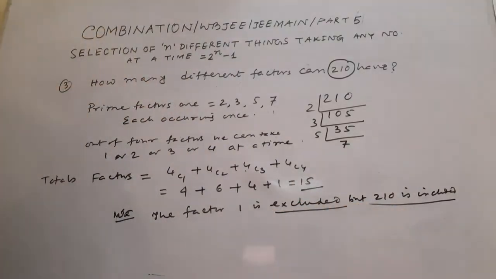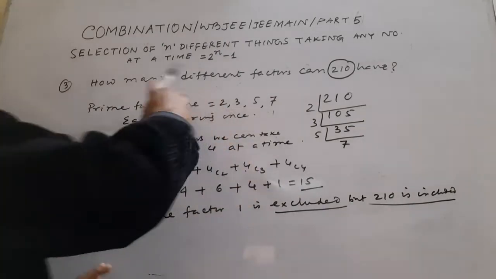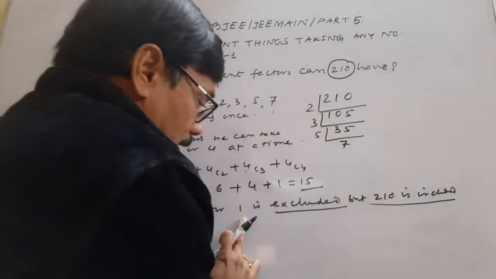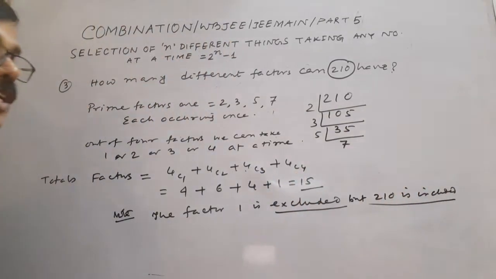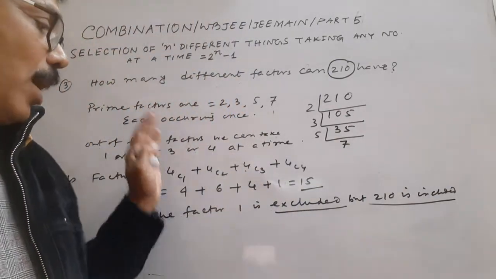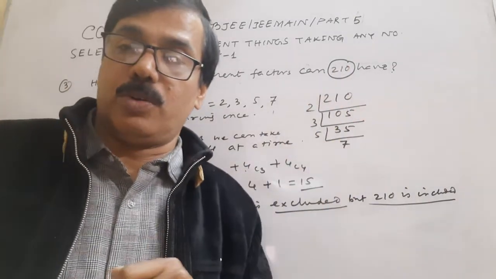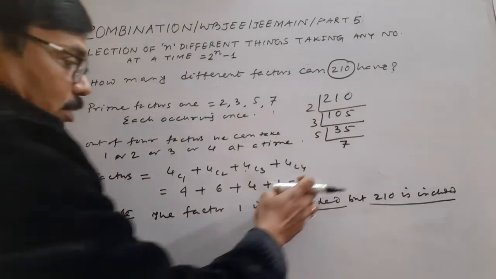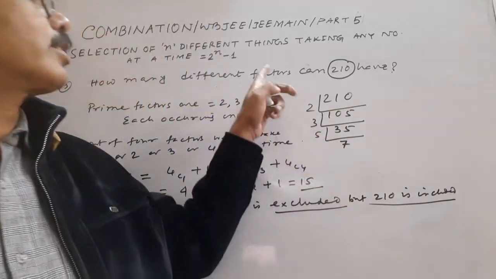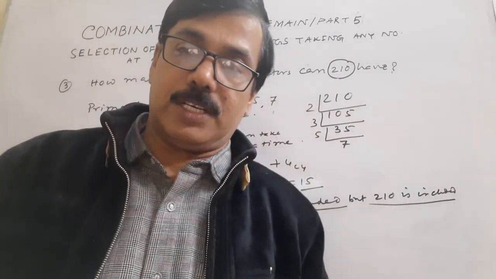So you must look at the language. How many different factors does 210 have? Here 15, since 1 is excluded and 210 is included. If the language is like this, find different factors including 1 and 210, then you have to add 1, so the factors will be 16. Excluding 1 and 210, then 15 minus 1, that is 14.